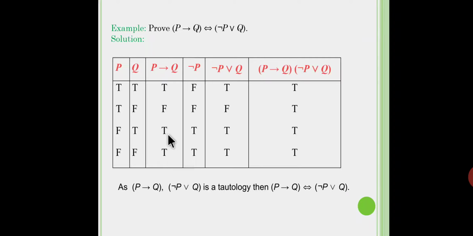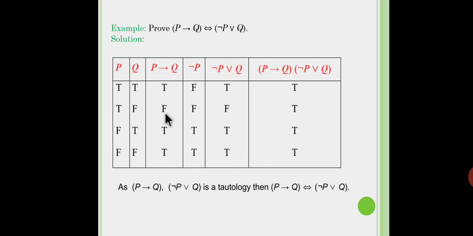Okay. So in the RHS, we have the variables negation P, Q. First we write the truth values of negation P: false, false, true, true. Then negation P disjunction Q. So what is the rule of disjunction? If negation P and Q are both false, then it is false. In the remaining cases, it is true.